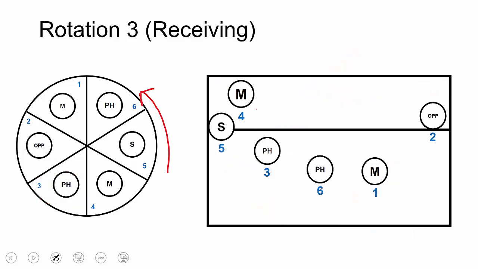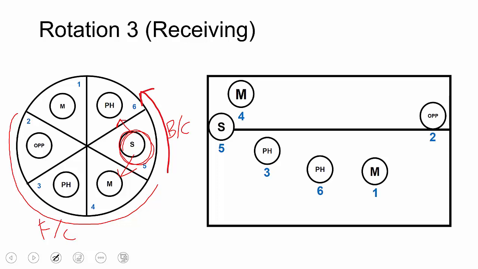Rotation 3, receiving. Okay, once again, you can see this setter, because we're concerned with the setter most of all, has to be in between the pass hitter and 6, in the middle and 4. Okay, so where's our front court? This is our front court still. Okay, this means the setter is back court.